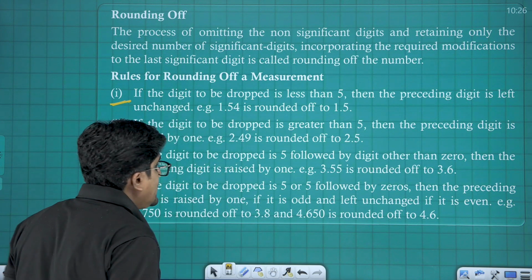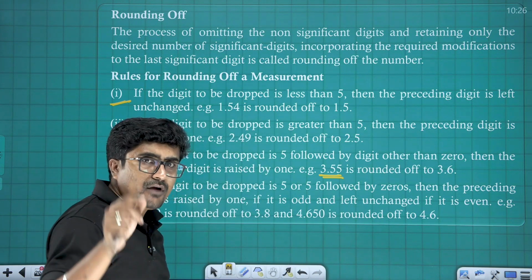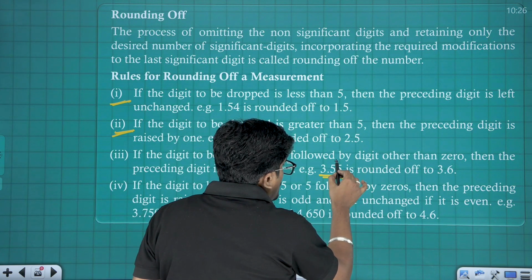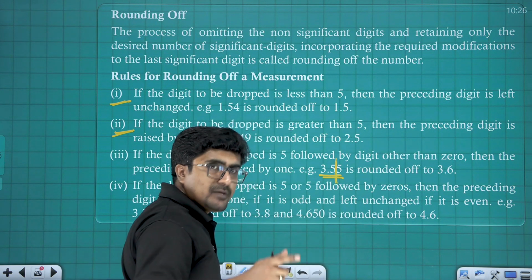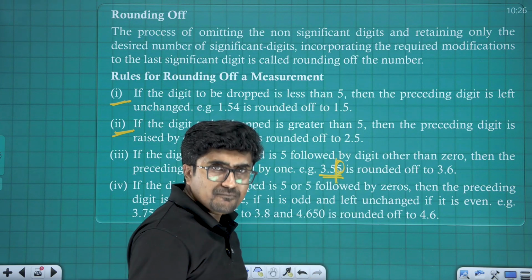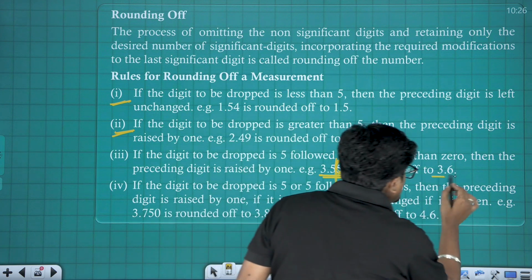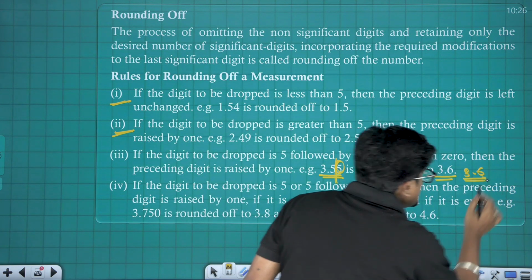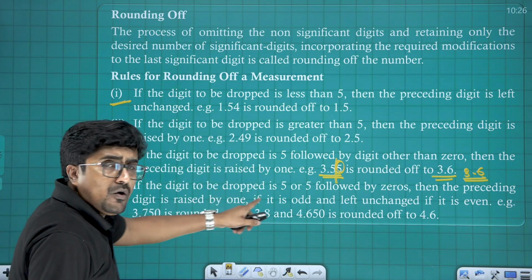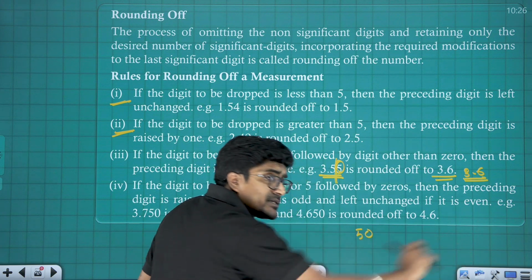So we have an example here, that is, 3.55. If I want to limit it up to one decimal place, then the thing I need to drop is 5. So then this needs to be raised to 3.6. And what if the 5 needs to be dropped and it is followed by 0?